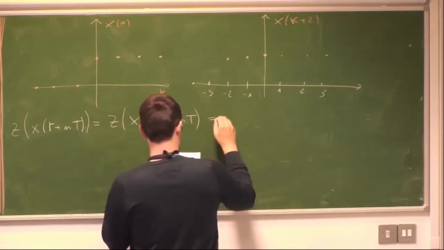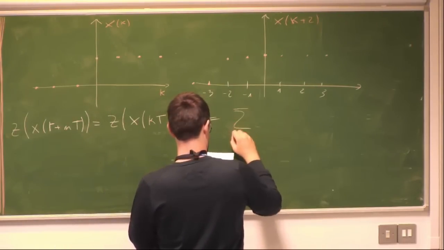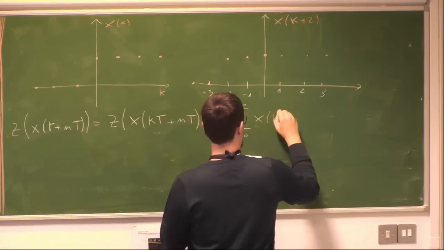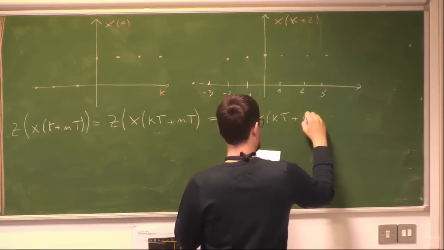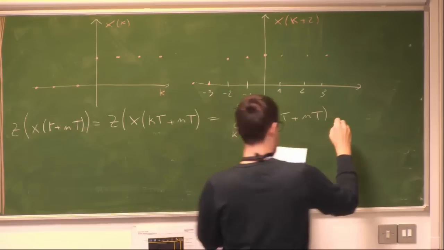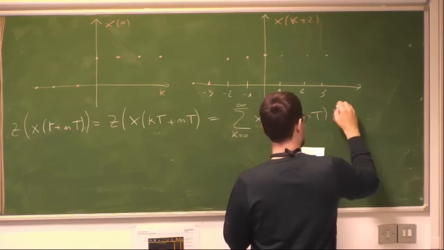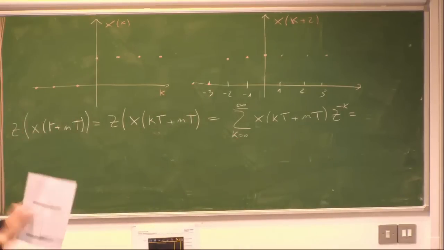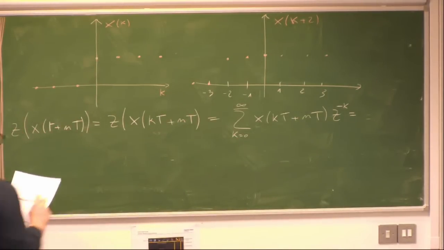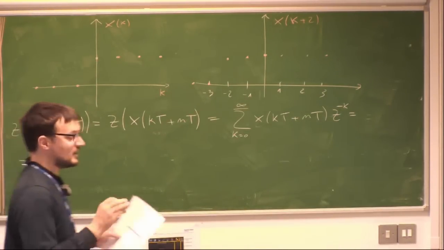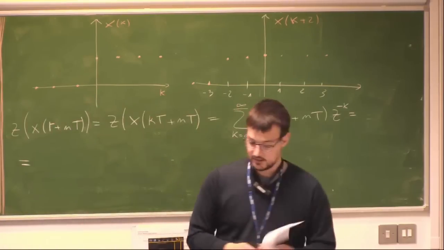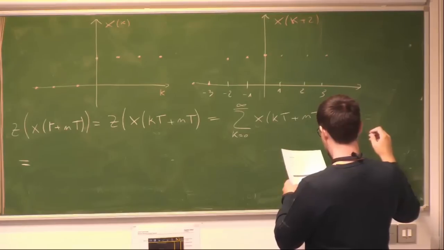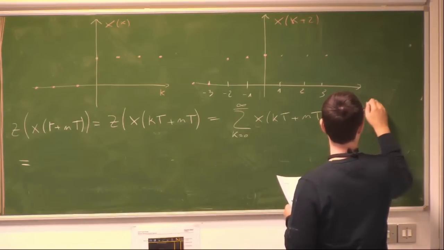So this, by definition, is equal to the sum with k that goes from 0 to infinity of x of k capital T plus n capital T times z power minus k. Okay? So this is the definition of Z transform applied to that particular signal. Okay? So like in the previous case, the first thing that we do is multiply and divide by z power n.